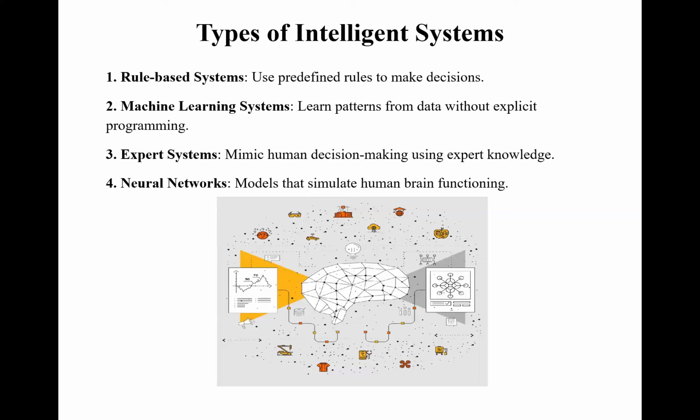Coming to the fourth one, neural network. We know the neural network. In the neural network, how many neurons are there? How many inputs are there? How many hidden layers are there? Then how can we use some bias? How can we take the sigmoid function or the ReLU function? Then how can we build a perfect answer? So these are the different types of intelligence systems.